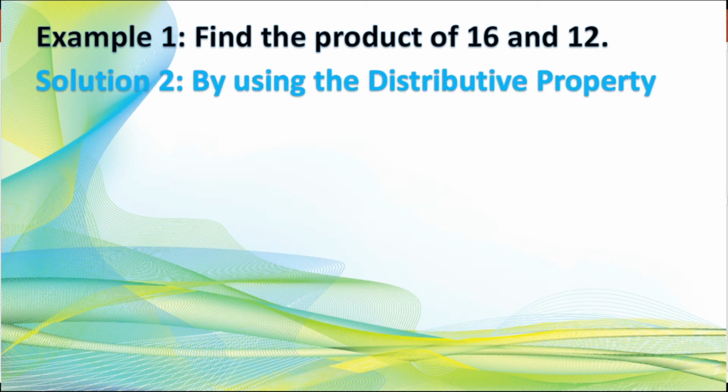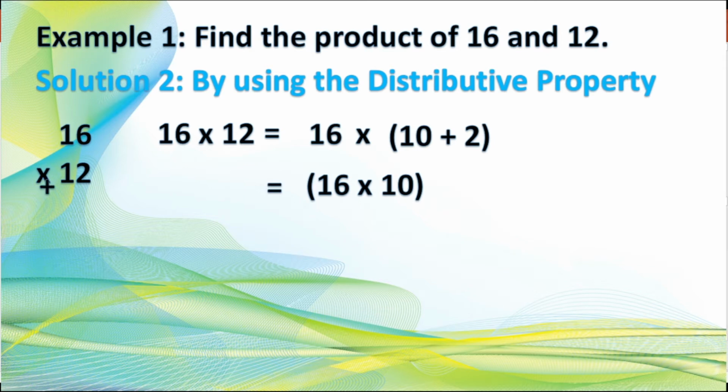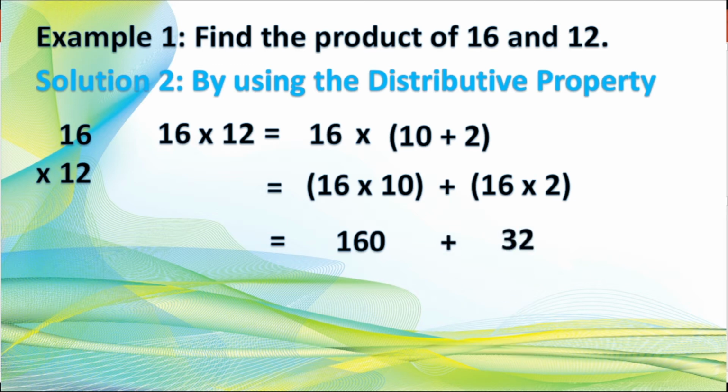Same example, but this time by using the distributive property. So 16 times 12 is equal to 16 times 10 plus 2, which is equal to 16 times 10 plus 16 times 2, which is equal to 160 plus 32. 160 plus 32 is equal to 192.